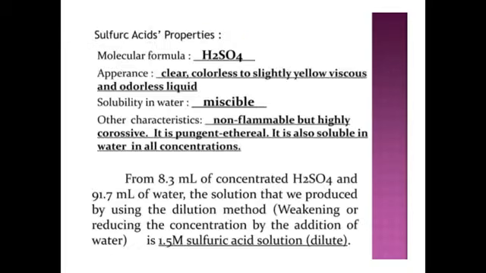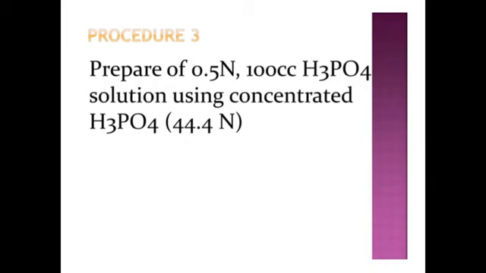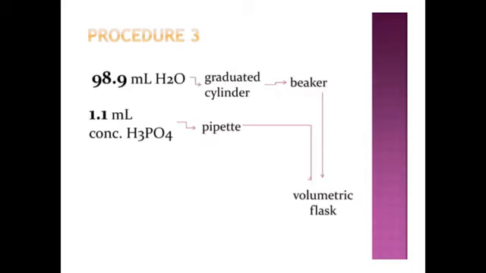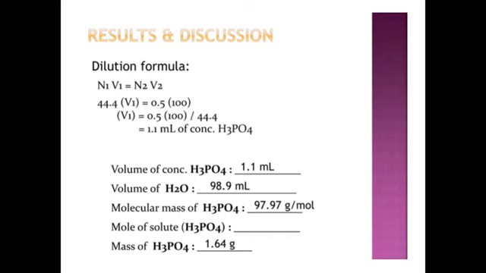So let's look at another one quickly. Let's look at how we can prepare 0.5 normal. Now in this case, we are not preparing molar. Now we are preparing 0.5 normal H3PO4 solution in 100 centimeter cube using concentrated H3PO4 that is 44.4 normal. Now in the other one we have been preparing molar.